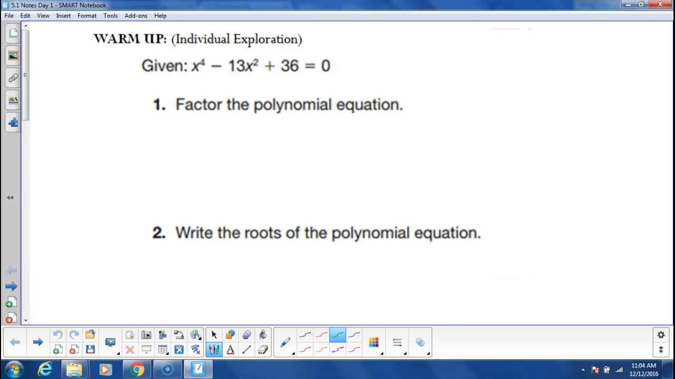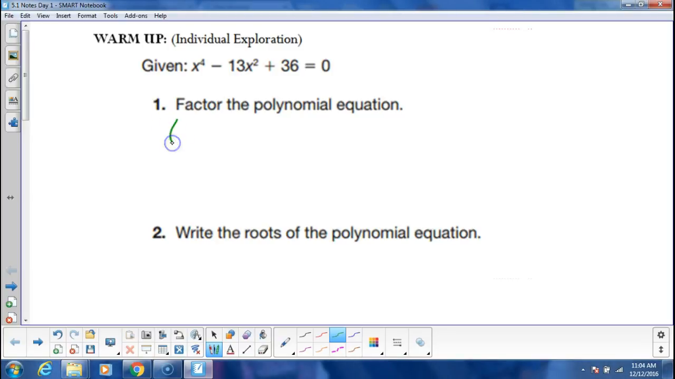So, how do I factor this bad boy? Because it says number 1, factor the polynomial equation. Go ahead. Say what you got. Don't say the parentheses, I get that part. Okay, x squared minus 9 and x squared minus 4.